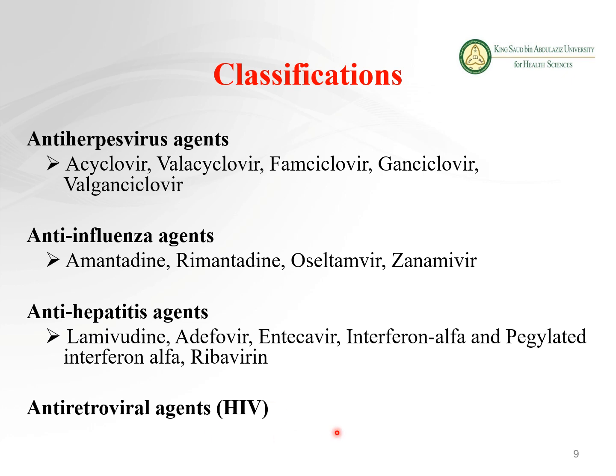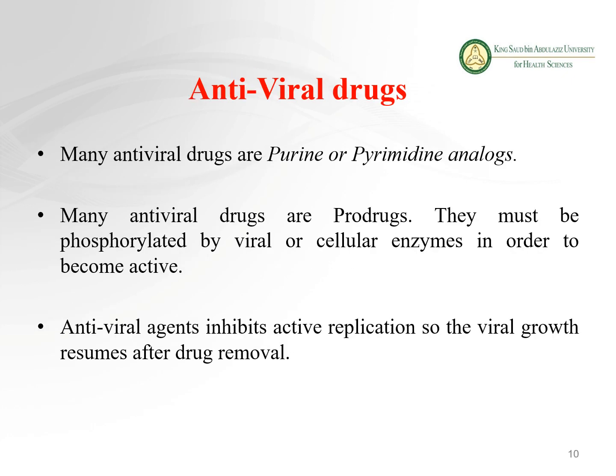Antiretrovirals, which act against HIV, are not included in your course. So we will mainly discuss these three types of drugs. Antiviral drugs: many antiviral drugs are purine or pyrimidine analogs. Many antiviral drugs are prodrugs. They must be phosphorylated by the viral or cellular enzyme in order to be effective.